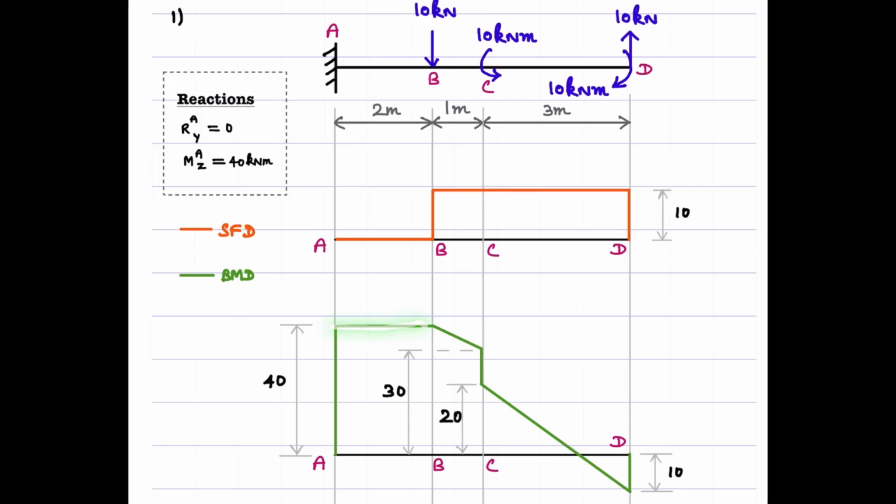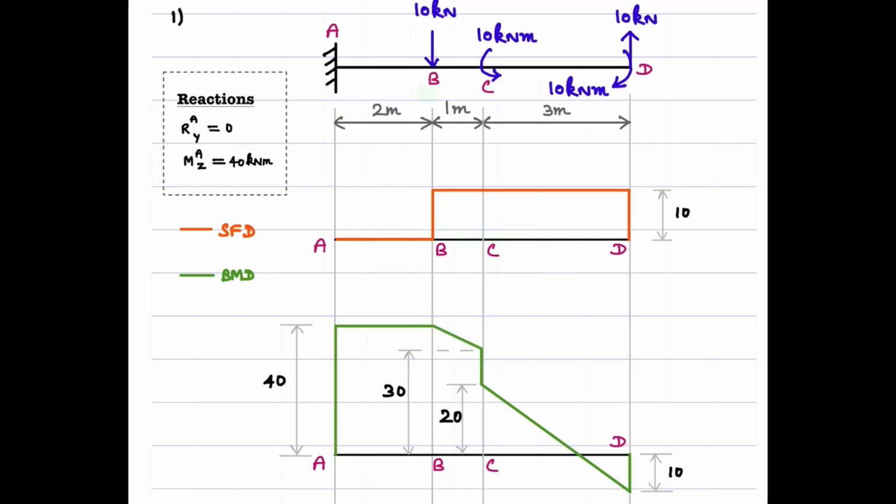Now between BC, what should happen? It has to be a straight line with a constant slope. Why? Only then can you relate the slope to the corresponding ordinate of the shear force diagram in this segment BC. So if this is a positive ordinate here, the slope should be clockwise, which is negative for us. And what should happen at this point C?